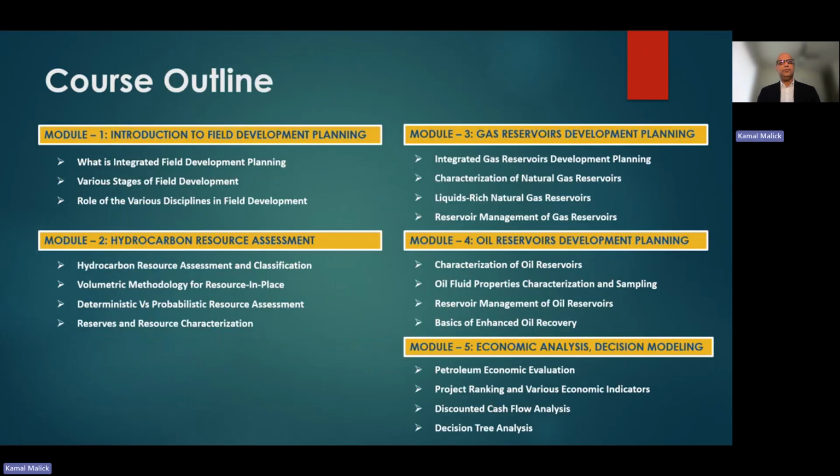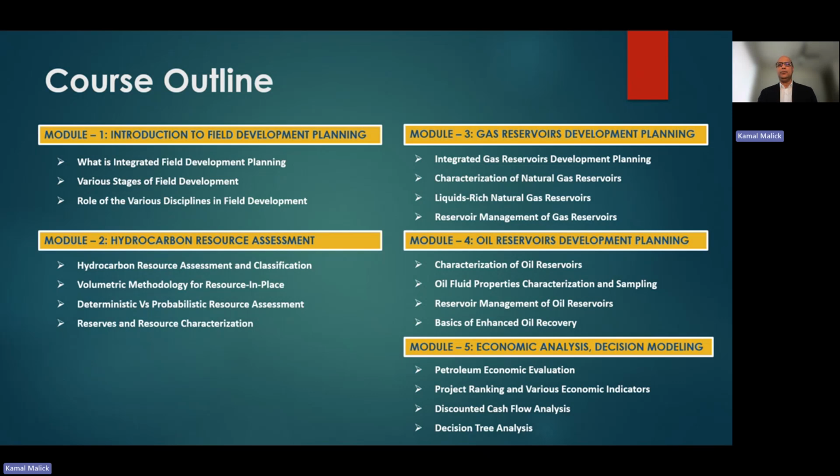This course consists of 5 different modules, which will be covered in 5 different days. Module 1 is Introduction to Field Development Planning, where we will look at the various stages of field development, the role of the various disciplines in field development, and some of the key decisions required in field development planning. Module 2 is Hydrocarbon Resource Assessment, where we will look at the volumetric and the material balance methodologies for resource in place determination, and the reserves and resource characterization according to SPE PRMS.